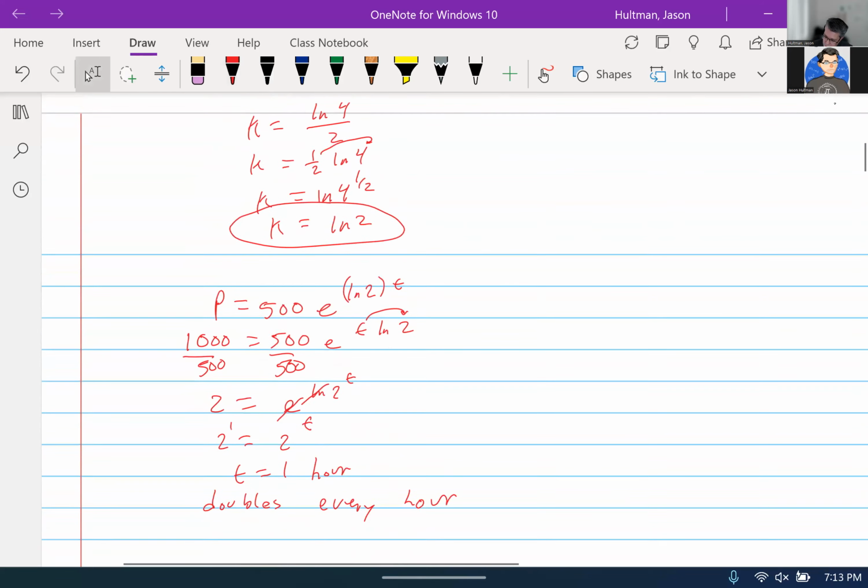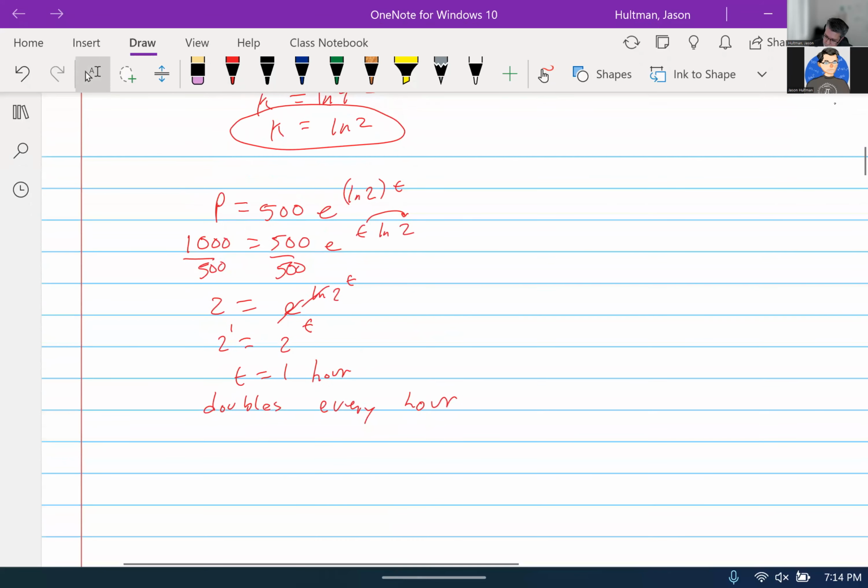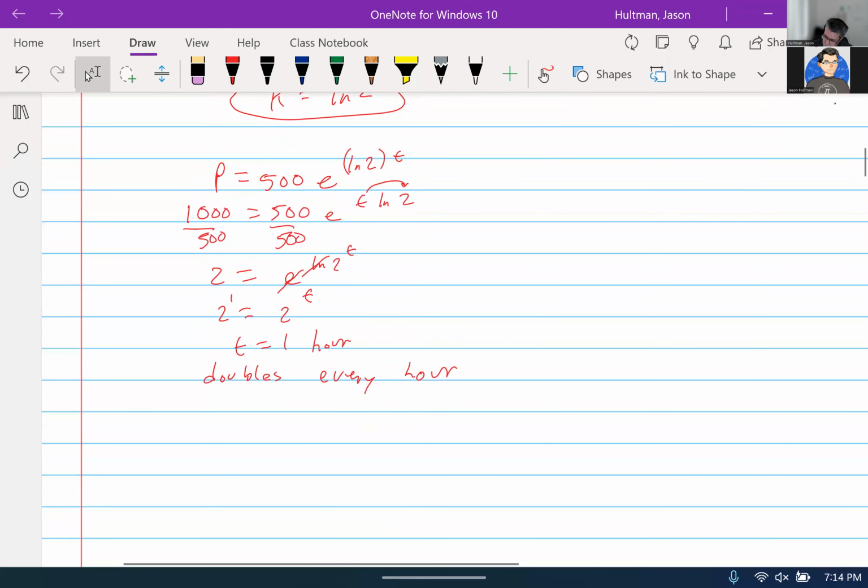Now, does that make sense that it would double every hour? Well, if I take my initial 500 going to 2,000, how many times is it doubling? Well, it would double from 500 to 1,000, and then it would double from 1,000 to 2,000. So this would take an hour, and this would take an hour.